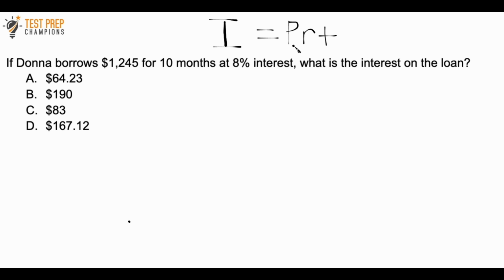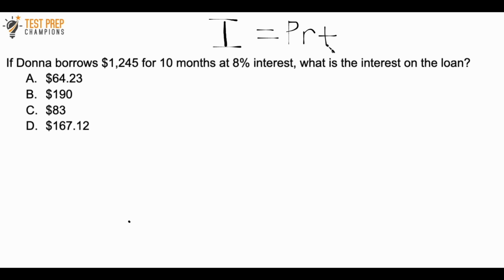P stands for principal, which is the amount someone invests or borrows. R stands for rate. Now, we want to write rate as a decimal. And T stands for time, and we want to write time as a fraction of a year.